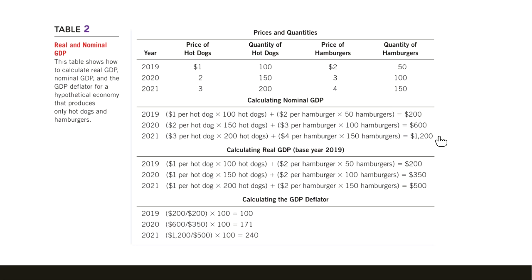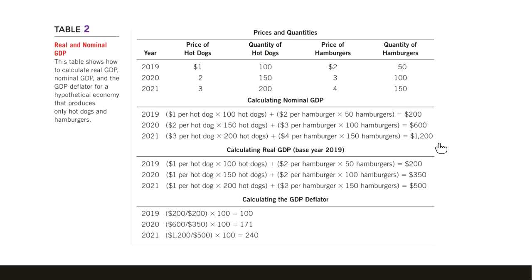And we see that price increase driving a lot more value in the next year as well, because $3 times 200 plus $4 times 150 equals $1,200. So this is an insane amount of growth in this year if we just look at the nominal GDP. However, let's change this. Let's look at what happens if we go instead to calculating the real GDP.